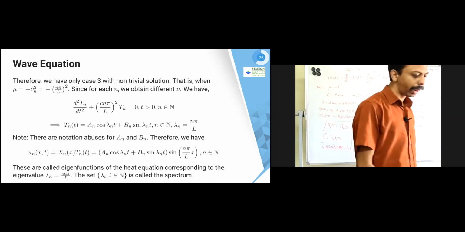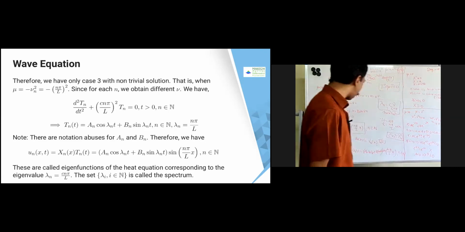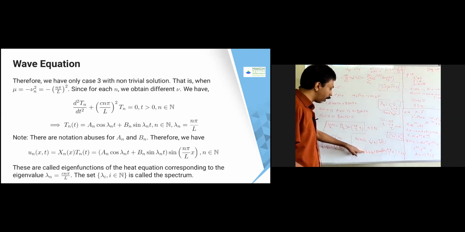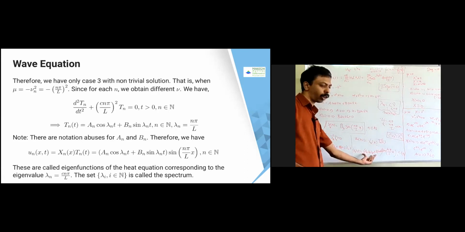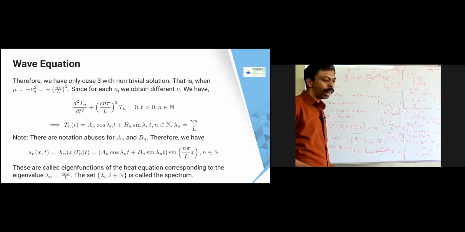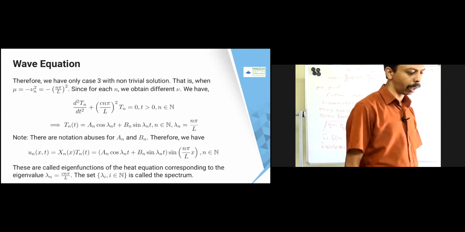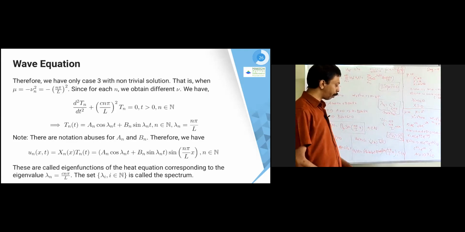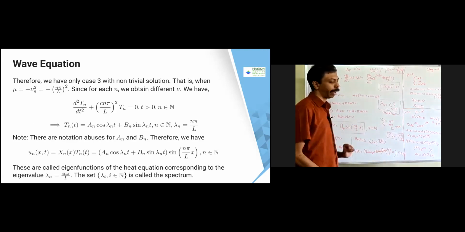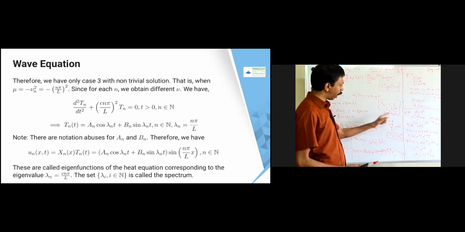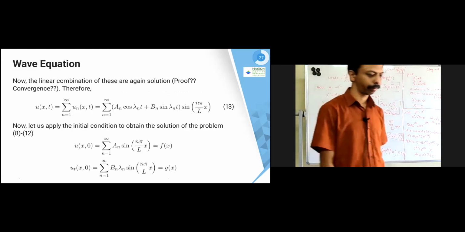Note that I am abusing the notation. At one place I write b n, but again I write a n and b n. Since they are constants, I'm just writing that. It is not going to be the same constant; a different constant is going to come. I'm just abusing the notation of a and b, so you should be careful. Same kind of thing: this is called the eigenspectrum, this is called the eigenfunction, this is called the eigenvalue, and all these lambda n are called the spectrum.